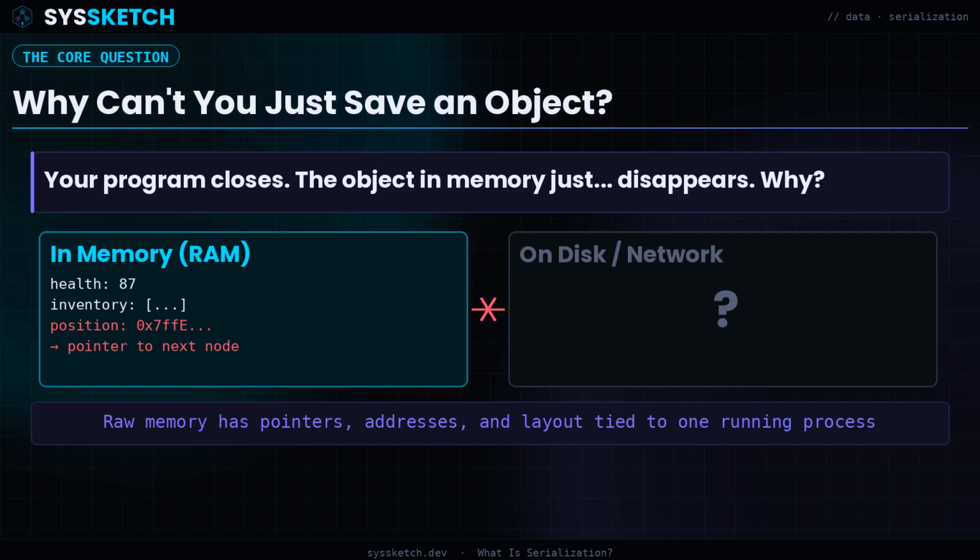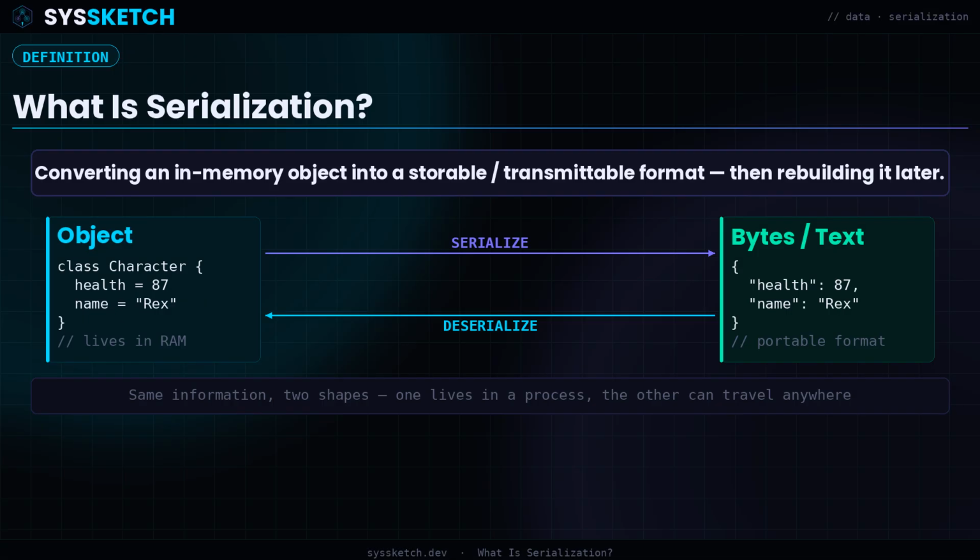Objects in memory are full of pointers, memory addresses that only make sense inside that exact running program. Save those addresses to disk, reopen the file tomorrow, and they point at nothing. You need a format that describes the object's actual values, not where it happens to sit in RAM right now. That's the problem serialization was built to solve.